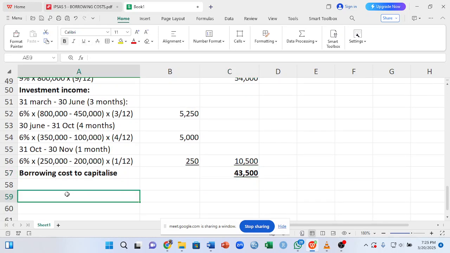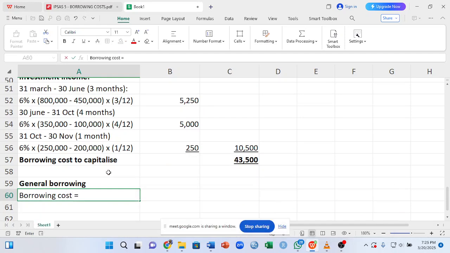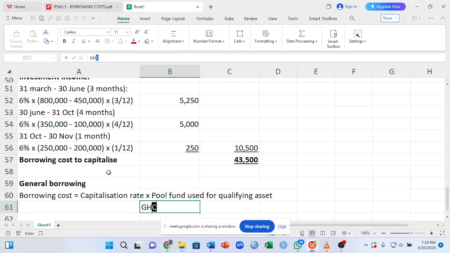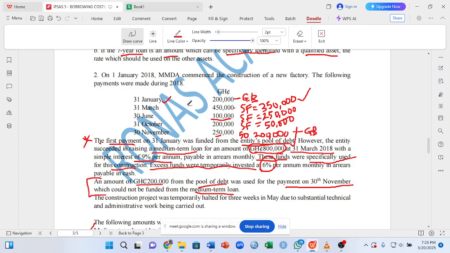Okay, so if you're done with the specific, let's go to the general borrowing. With the general borrowing, remember the formula to get the borrowing cost to capitalize. We said we will bring the capitalization rate and multiply it by the pool fund used for the qualifying asset. Bear in mind that general borrowings were two. We had one on 31st January, and we had one on 30th November. So let's do the first one.